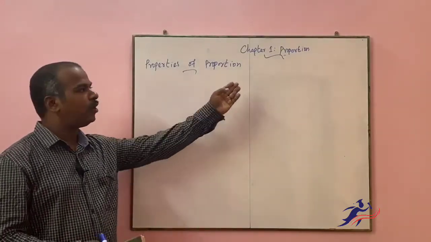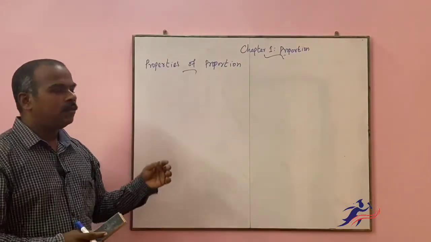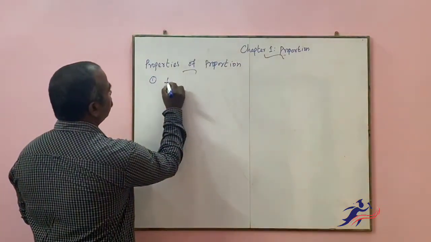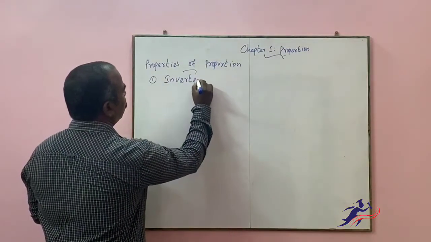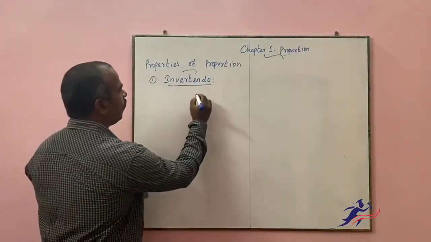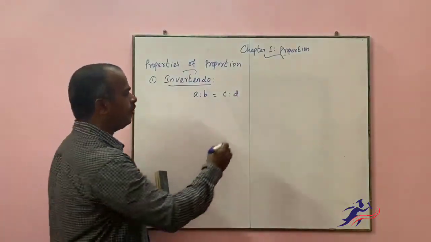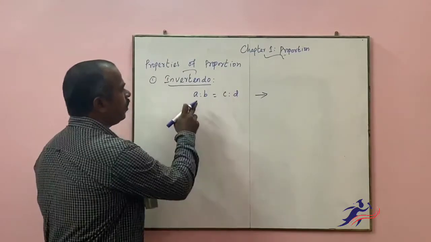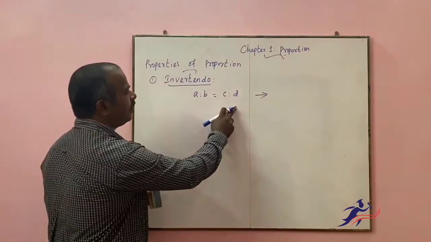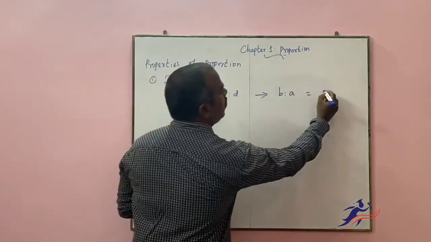Today we are going to discuss properties of proportion. First one is invertendo. That is, if A is to B is equal to C is to D, then the invertendo of A is to B equal to C is to D can be written as B is to A equal to D is to C.